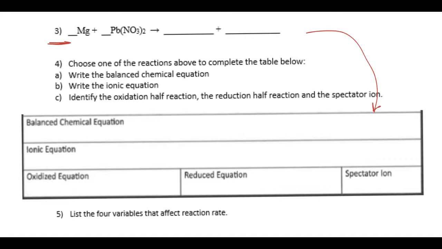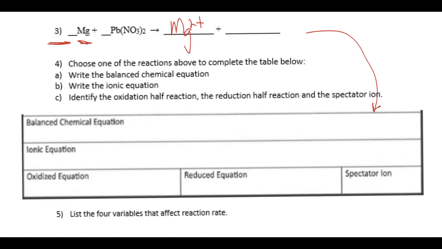All right, so I got Mg. This is our metal. So the metal on the left is going to turn into an ion on the right. In this case, it's going to be Mg2+. How do I know that? I looked on my ion sheet.